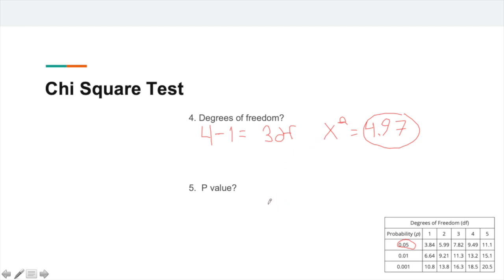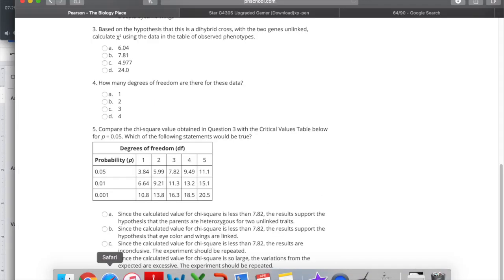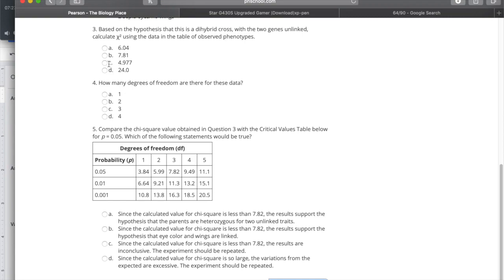So we can say that our p-value is less than 0.05, making our results significant. So now we'll go back into the online portal here. So our answer for this one, 4.97. Our degrees of freedom, 3.